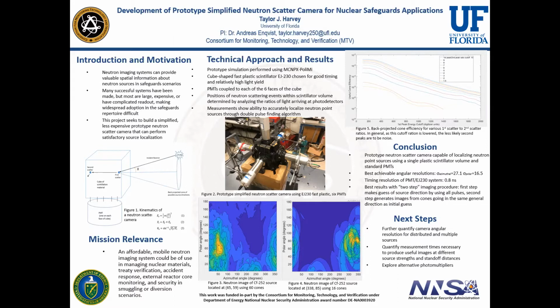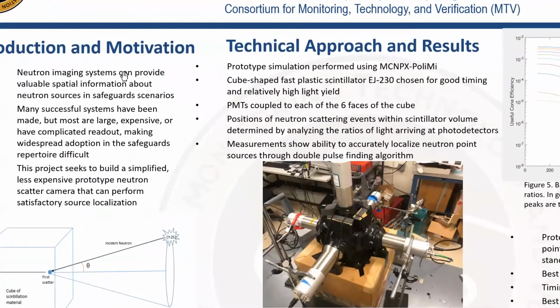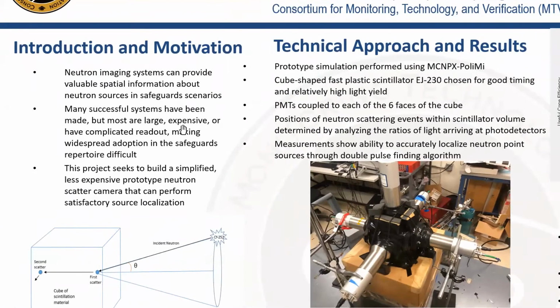So a bit about the introduction and motivation of this project. A neutron scatter camera is a type of neutron imaging system that can provide valuable spatial information about neutron sources for safeguard scenarios. That's scenarios like verification of warheads or search scenarios and lost source situations.